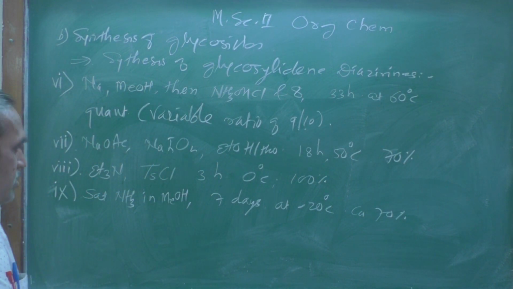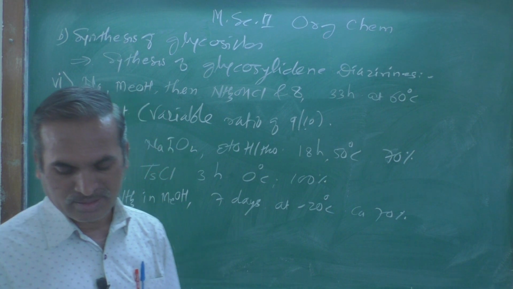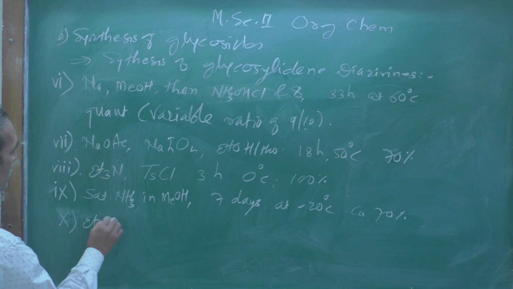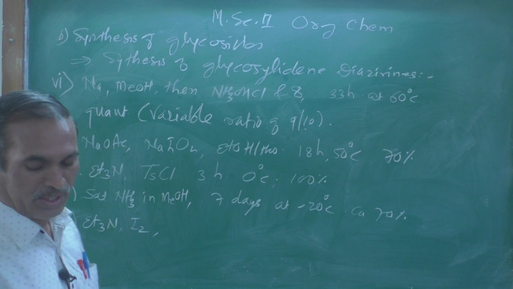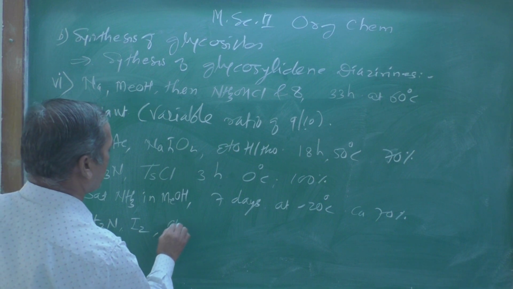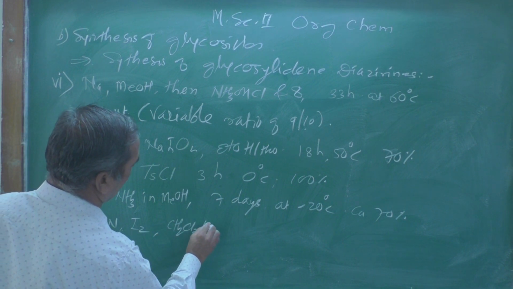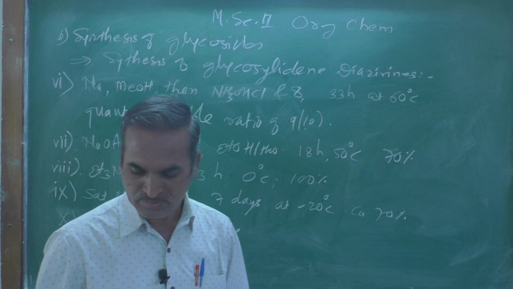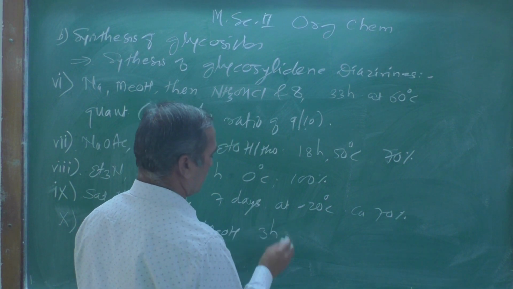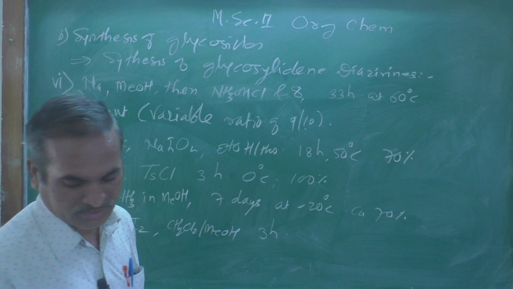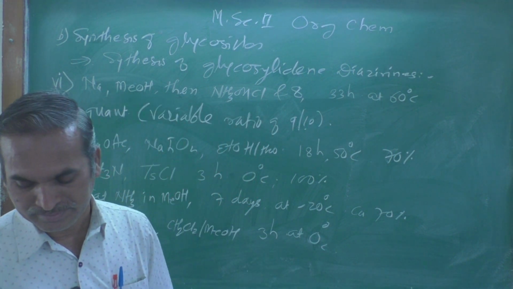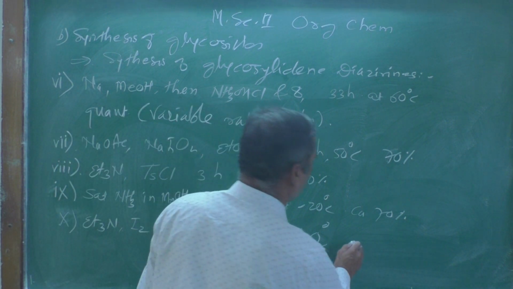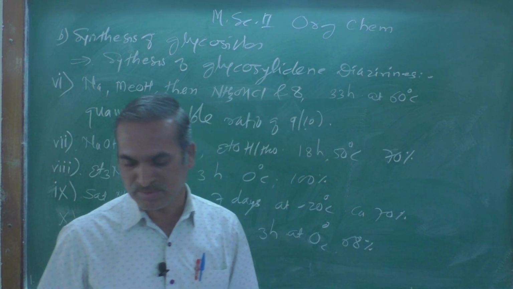So the last reagent, the reagent number 10, what it is once again: triethylamine, then I2, iodine, is a reagent, and the solvent used here is a mixture of DCM and methanol, and heated for 3 hours at 0 degrees centigrade, and the percentage of this product achieved is about 68%, that is from 12.